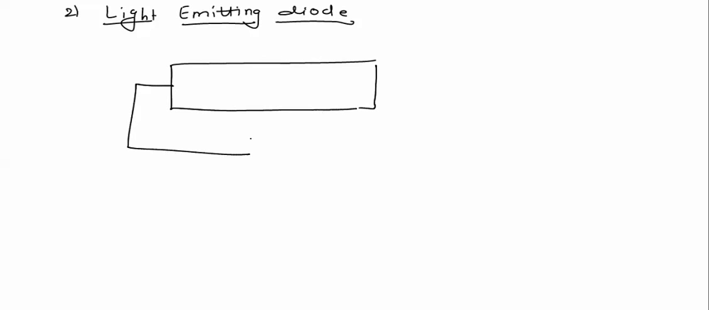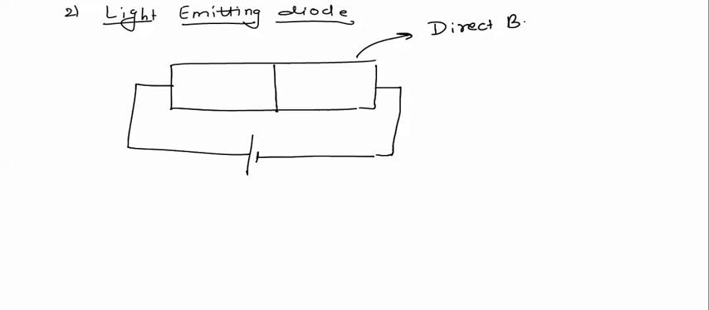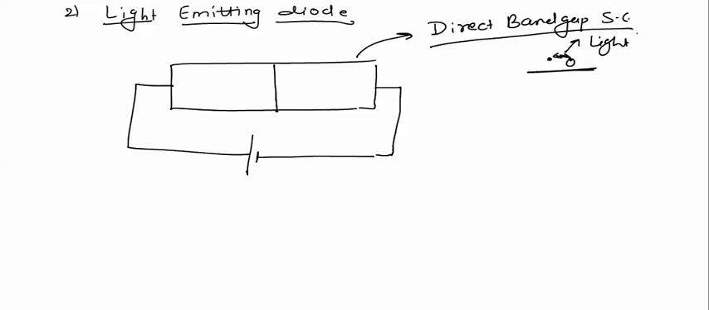If we forward bias this PN junction, we will make sure that it is fabricated from a direct bandgap semiconductor. Earlier we have seen what a direct bandgap semiconductor is. In a direct bandgap semiconductor, if there is any recombination between electron and hole, the energy will be released in the form of light. So we will use a direct bandgap semiconductor for this PN junction.